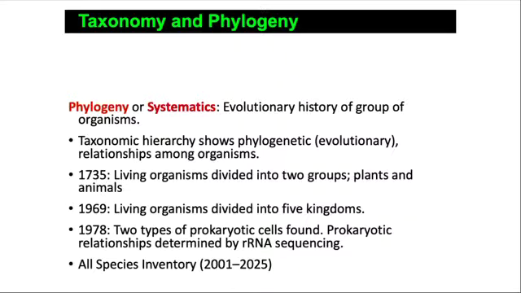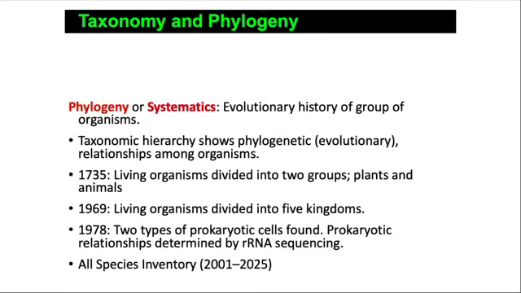So phylogeny or systematics is a taxonomy that uses the evolutionary history of organisms to group them. When we use evolutionary history, we are applying phylogeny or systematics. And in terms of the hierarchy, if we use phylogenetic relationships, which is what we use now, then we will have different hierarchies. We'll look at that briefly.